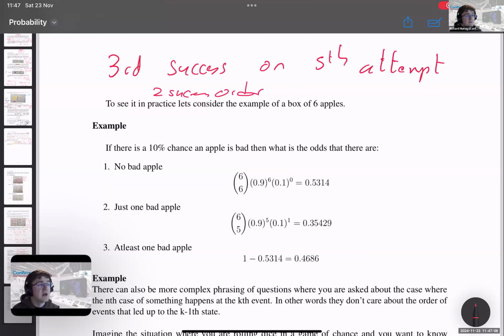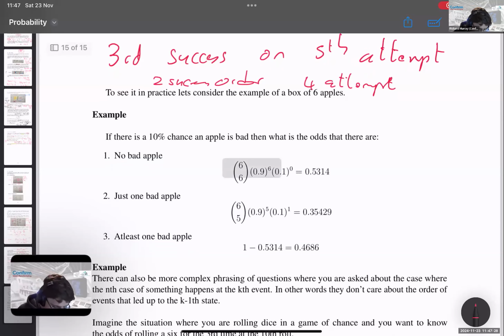We don't mind. It can be any random order. We only care that the last one is our counted event. So we don't care when our first two successes happened in our first four attempts. We only care that we are looking at our final event. So this is something we need to watch out for, and we'll show it in these examples.